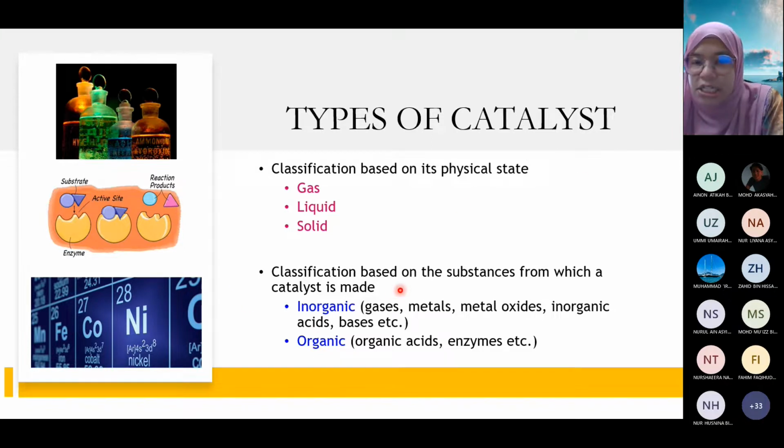Right. Classification is based on the substance from which a catalyst is made. So it can be classified as an inorganic catalyst and an organic catalyst. This is the example of inorganic catalyst. So metals such as aluminum, platinum, palladium, we call inorganic catalysts. And then an organic enzyme is one example of an organic catalyst.